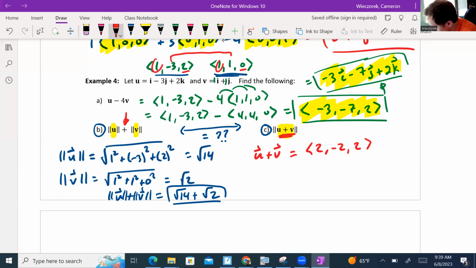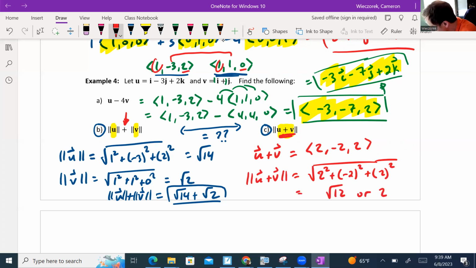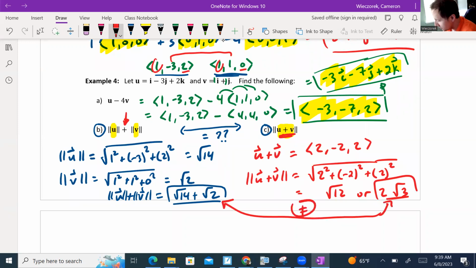And so I end up with, if I do magnitude of u plus v, square root of 2 squared plus -2 squared plus 2 squared. 4 plus 4 is 8 plus 4 is 12. So I get rad 12 or 2 rad 3. You check this on a calculator. These are not equal. Rad 14 plus rad 2 is not the same as rad 12.